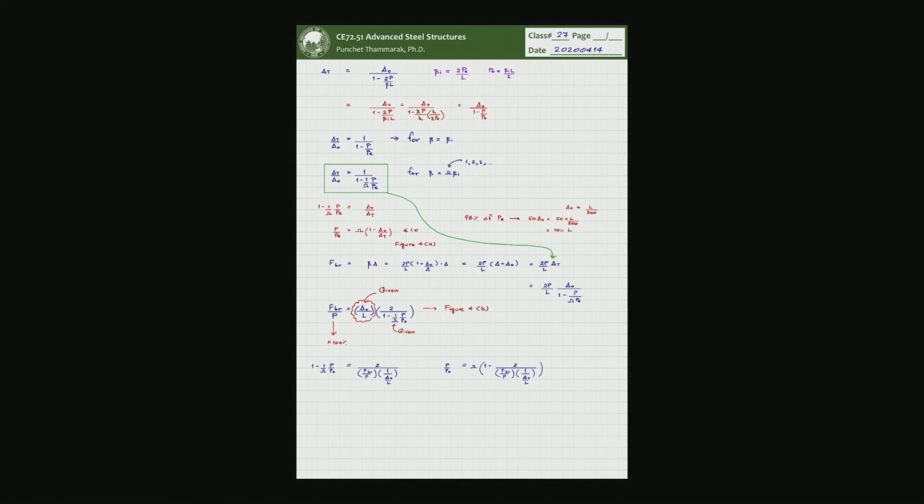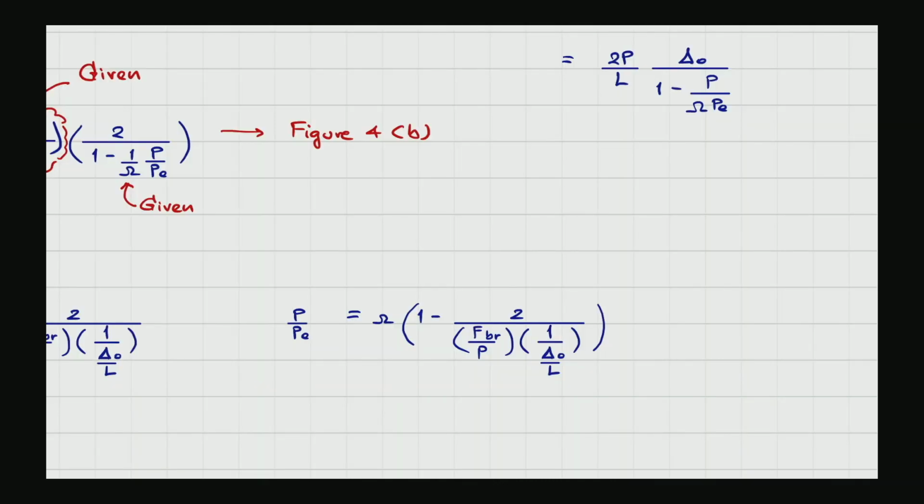And now the expression will be given by, I put a 1 first, and this is going to be if omega multiplied by 1 minus, this was supposed to be 2, well, divided by F bracing over P, which is this one, but I've got to multiply by 0.01 to turn it back into the fraction rather than the percentage, and multiply by 1 over delta naught over L.